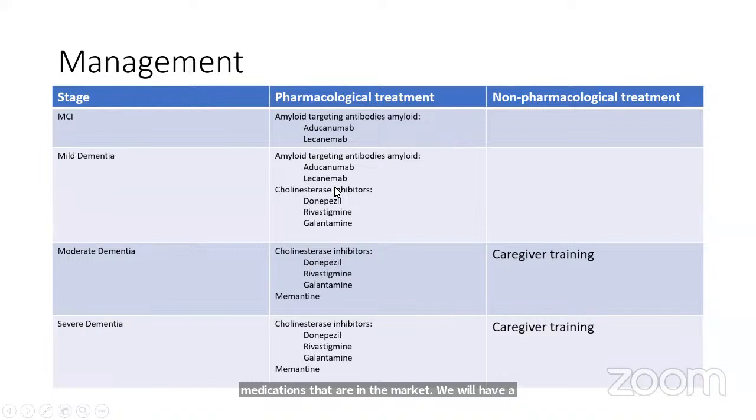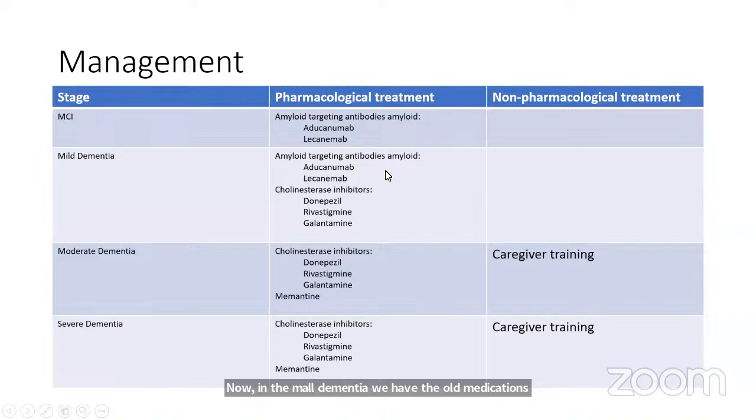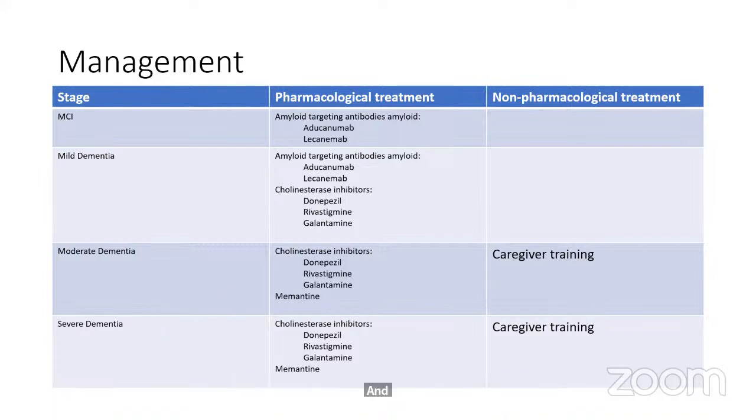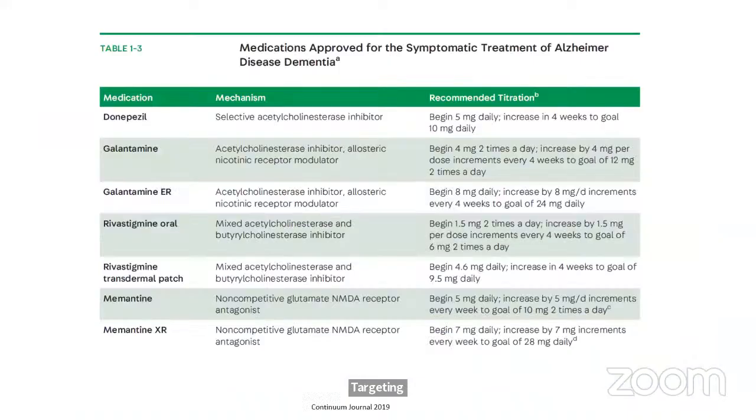Now, in the mild dementia, we have the old medications, like cholinesterase inhibitors, but we also have the new medications, the amyloid targeting antibodies, aducanumab, lecanemab, and donanemab. I forgot to list donanemab here. Aducanumab is no longer in the market, but lecanemab and donanemab are in the market, not yet available in the kingdom. And then once we go to the moderate and severe, you cannot prescribe amyloid targeting antibodies, but you can still prescribe cholinesterase inhibitors and memantine.